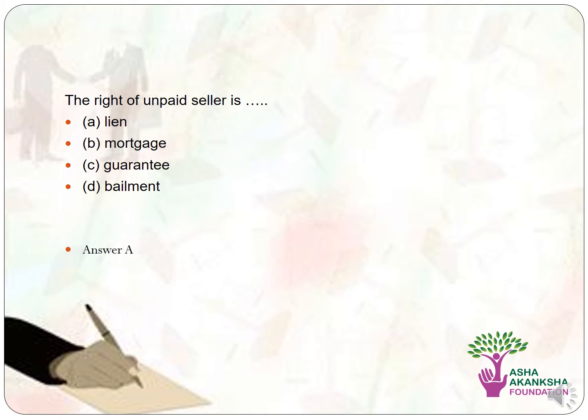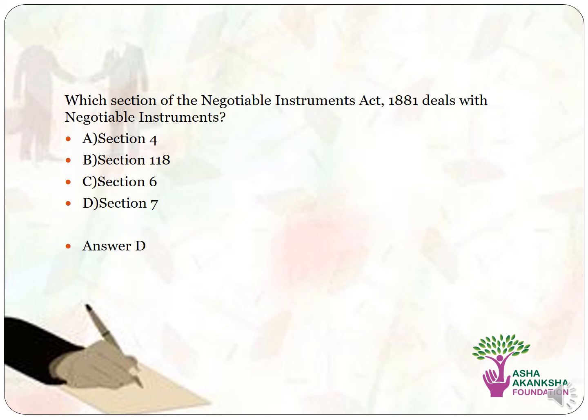The next question is, the right of unpaid seller is dash. Options are A, lien, B, mortgage, C, guarantee, or D, bailment. The answer to this question is option A, that is lien. Let's move on to the next question.